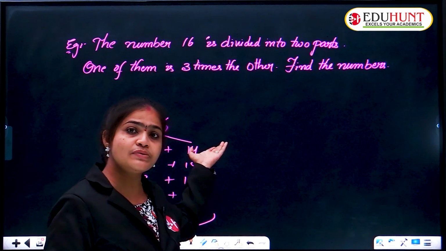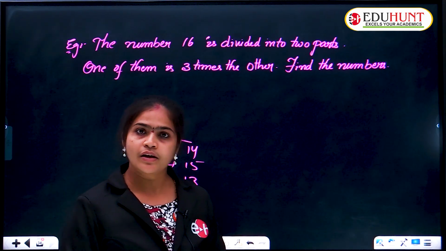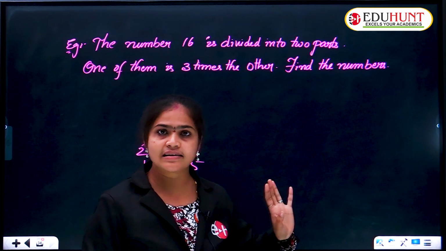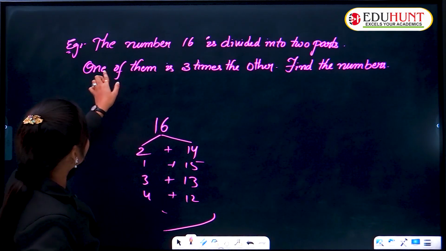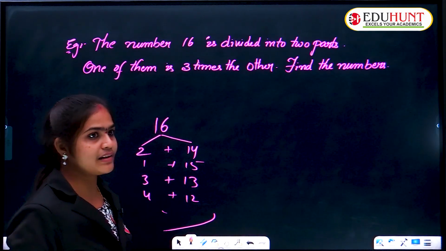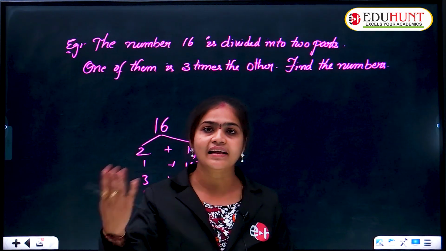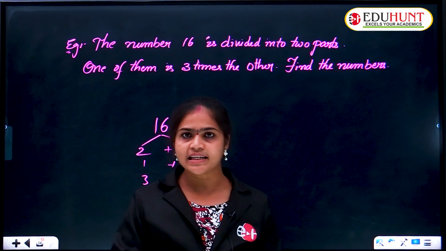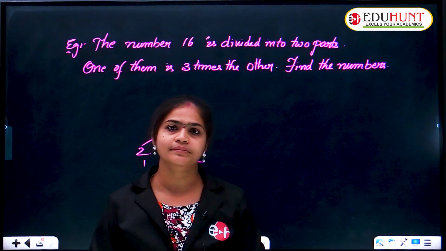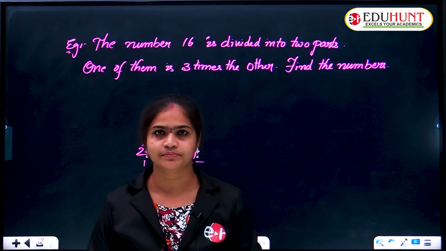But how can you choose which one is correct here? That's why go for the second sentence. What they given? One of them is 3 times the other. Okay, satisfied. What is the other number? That one is the unknown quantity.